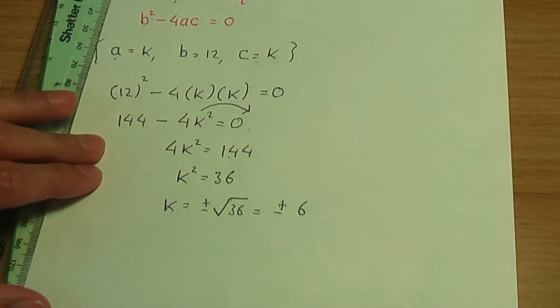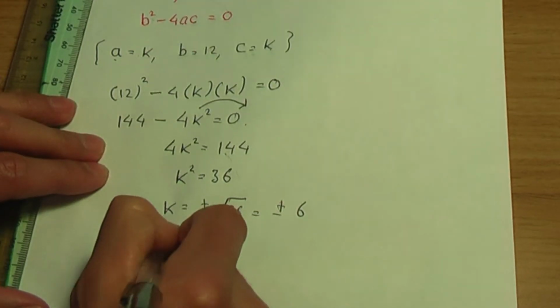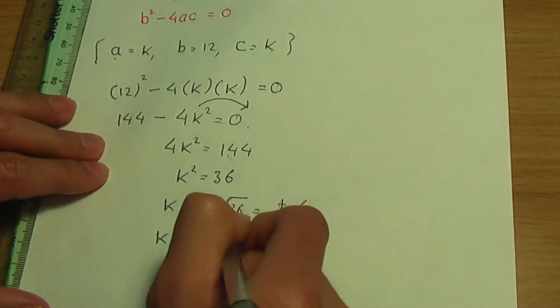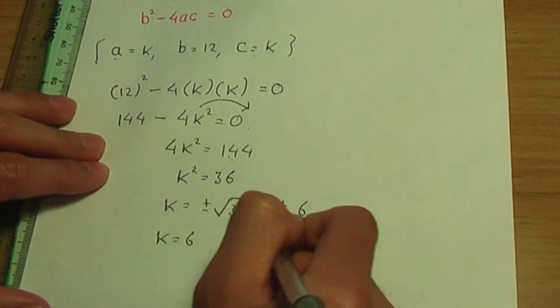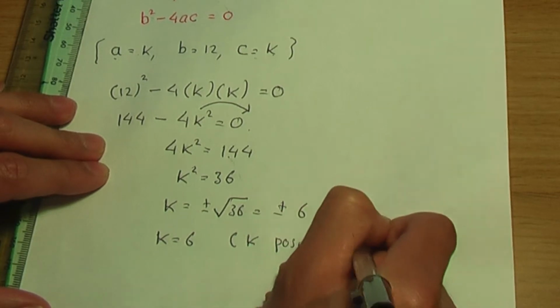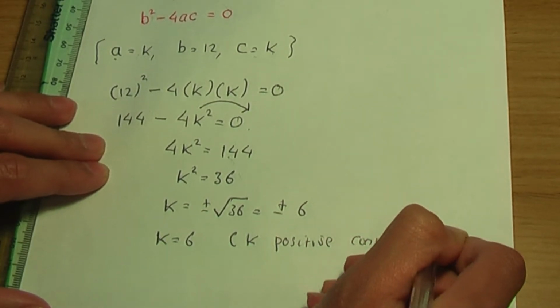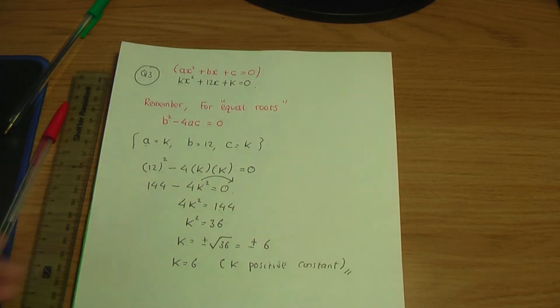Now if we go back to the question, it did say that k is a positive constant, so k in this case is plus 6. So let me just mention that k is a positive constant. That is the reason why we're discounting the minus 6.